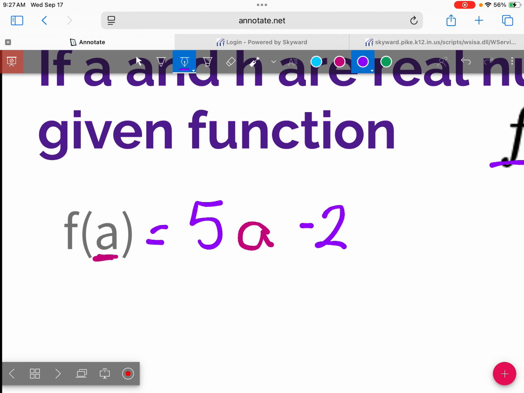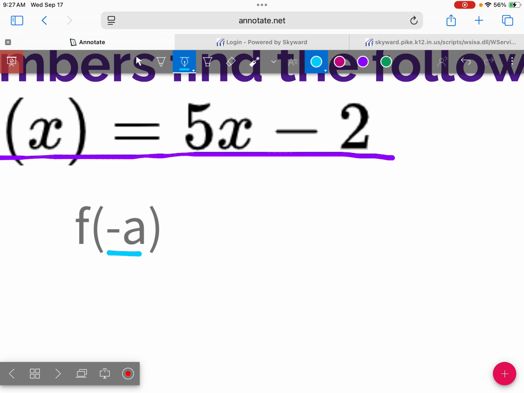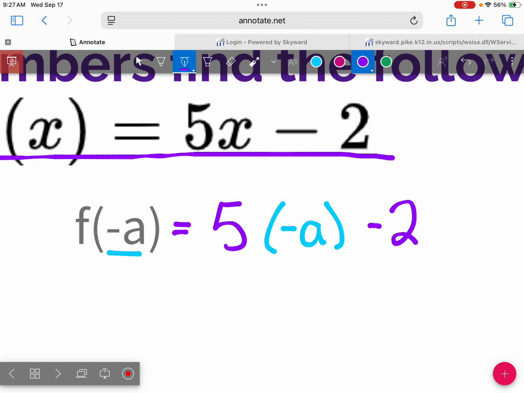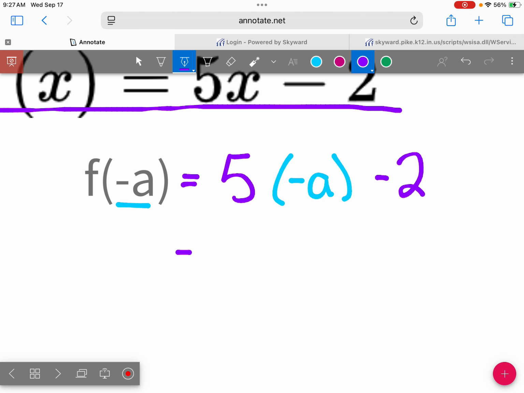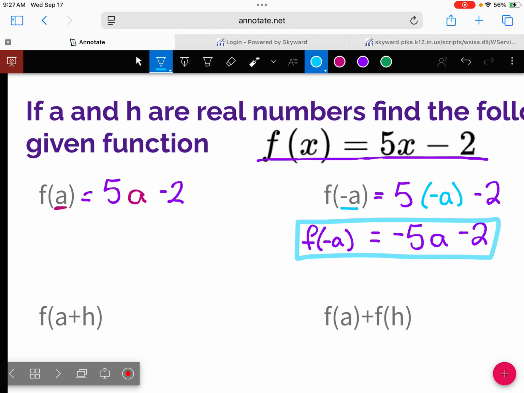When we get to the f of minus a, same kind of deal. We're going to replace the x with a minus a. So we get 5 times our minus a minus 2. How can I simplify 5 times minus a? Negative 5a minus 2. So our f of minus a simplifies down to be that. This one is this guy. That's just our answer.